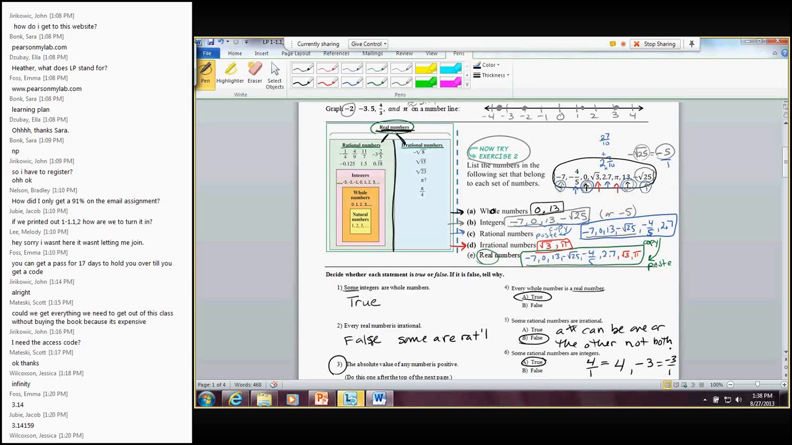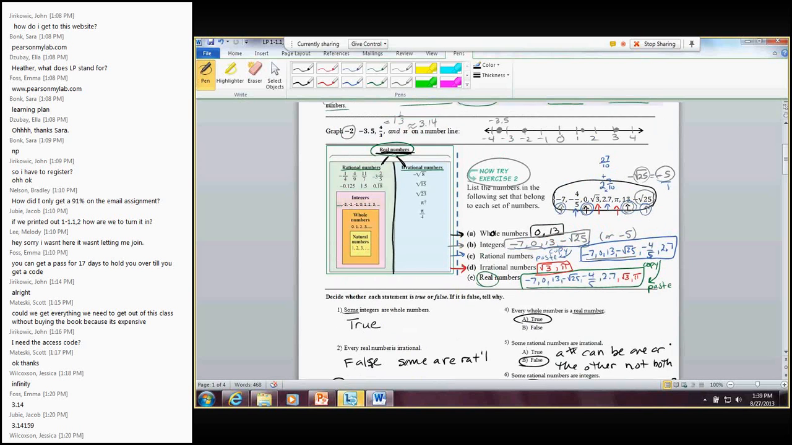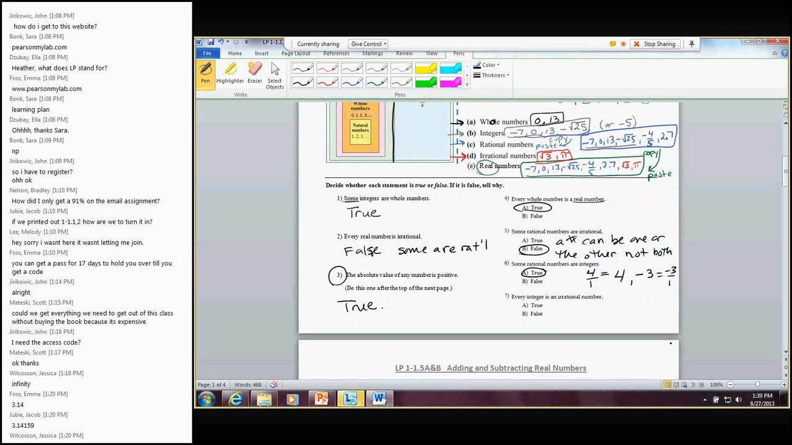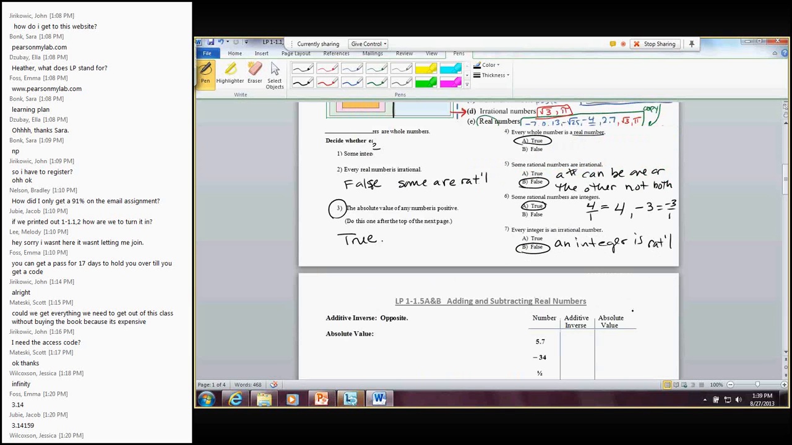Every integer is an irrational number. False. Why false? An integer is always what type of number? Very good, Tish. And that's all you have to do for explanations. Okay? All right. Now we're going to the second page.